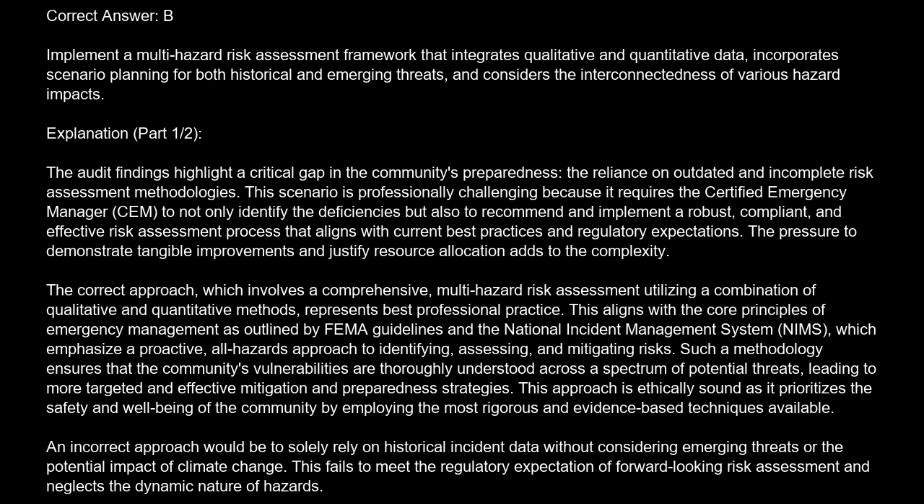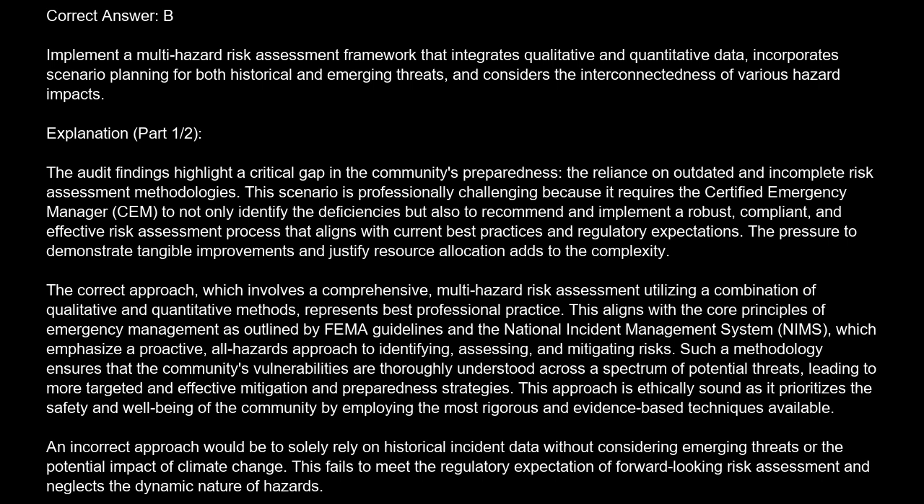The correct answer is B. Implement a multi-hazard risk assessment framework that integrates qualitative and quantitative data, incorporates scenario planning for both historical and emerging threats, and considers the interconnectedness of various hazard impacts.